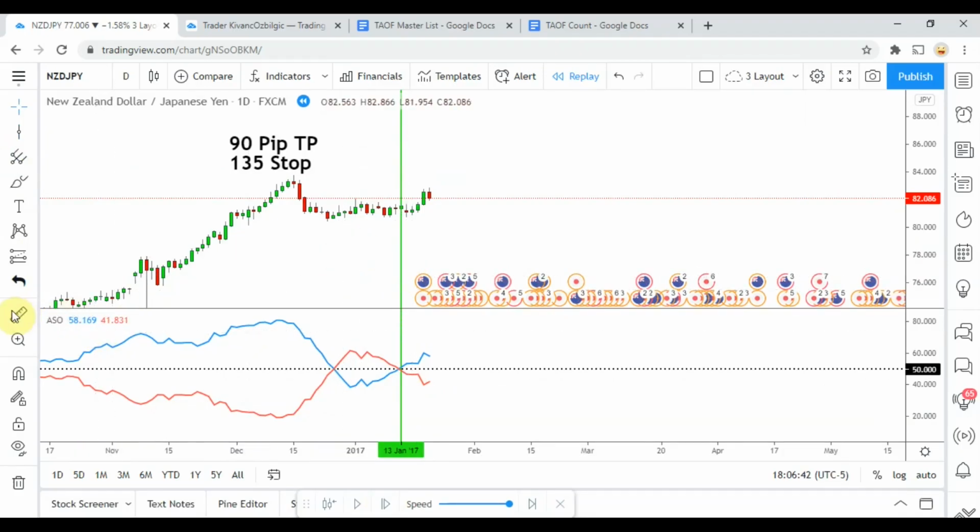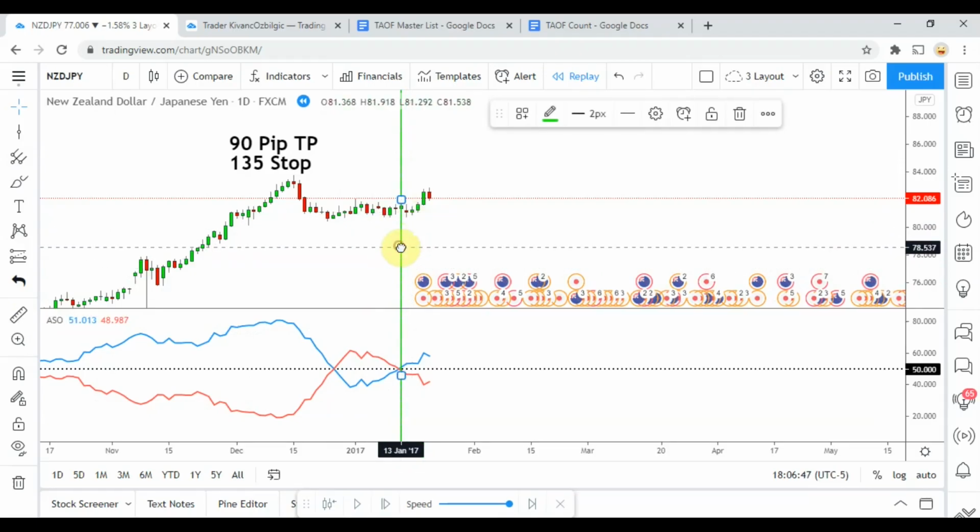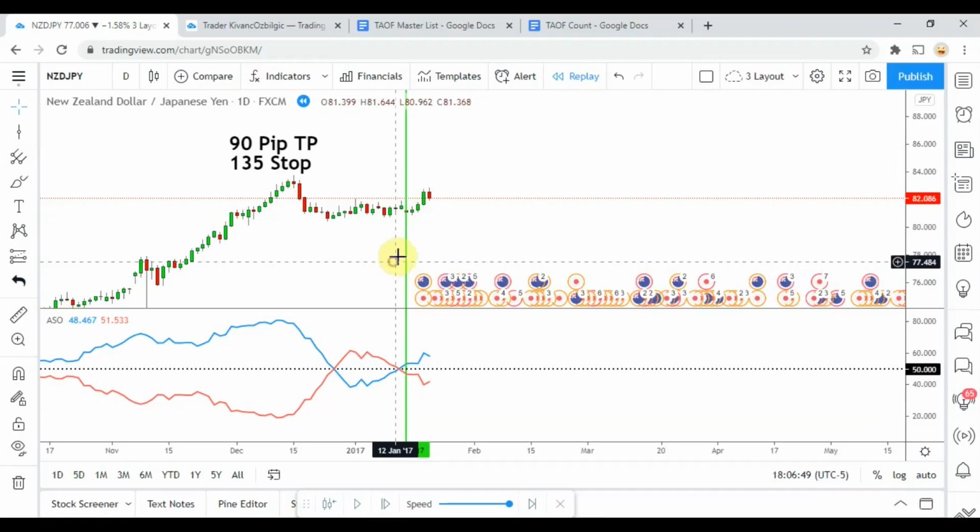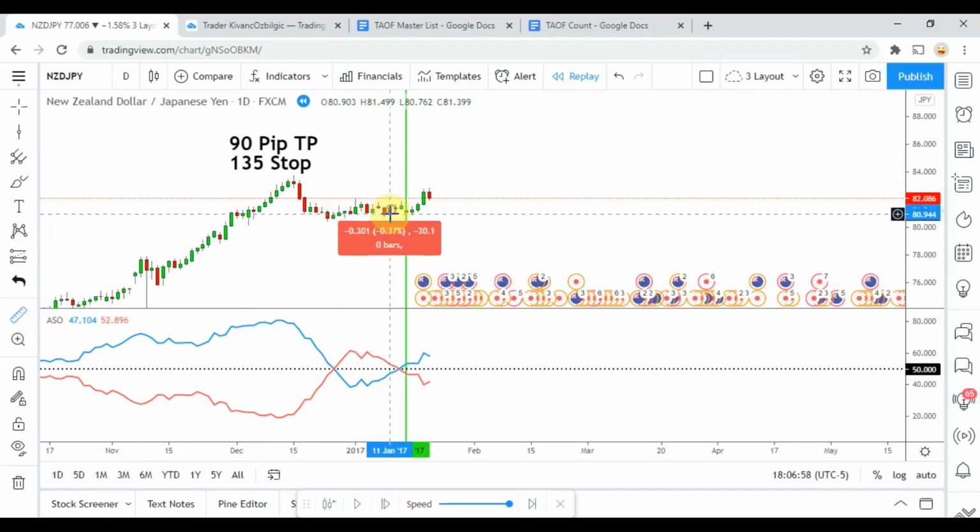and we would have done so on this. Let's see. So we get the cross right here officially of that one, and this would be the candle that we would actually enter on right here.